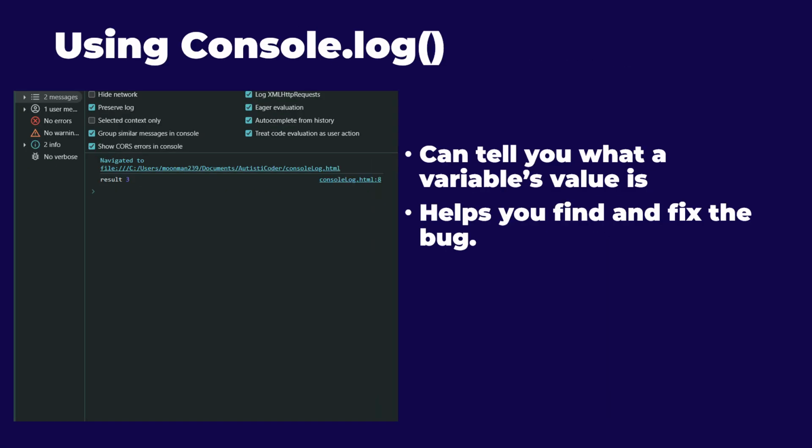The most beginner-friendly debugging tool is console.log. By printing out variable values, you can see what the program is actually doing. Add these logs to narrow down exactly where the bug begins.